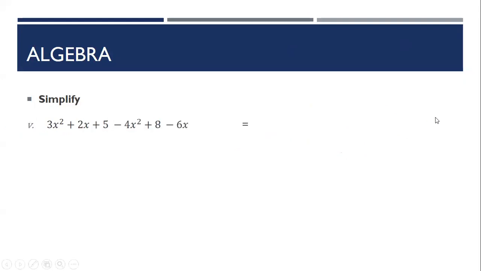Okay, so going to our other question, example 5. Example question 5: 3x square plus 2x plus 5 minus 4x square plus 6 minus 6x. Okay, so simplify and tell me the answer.